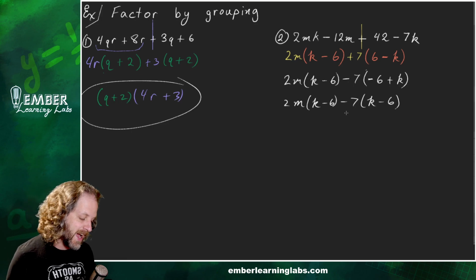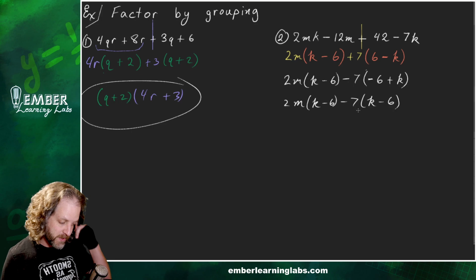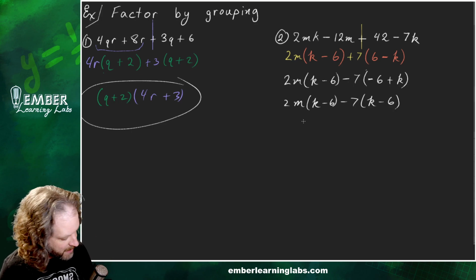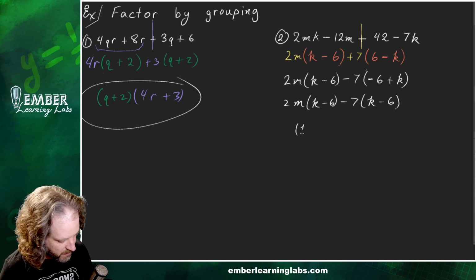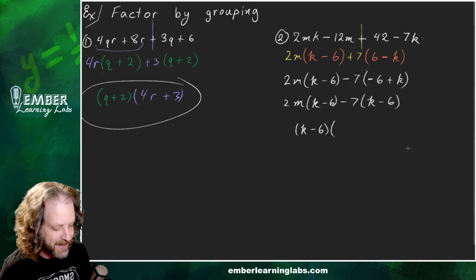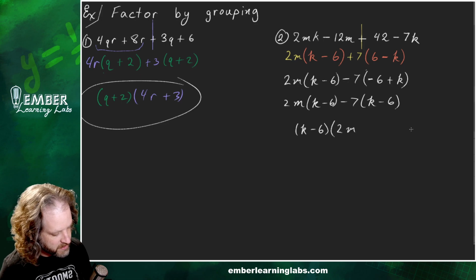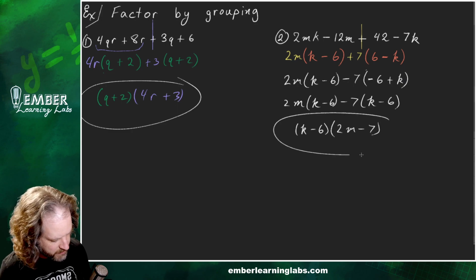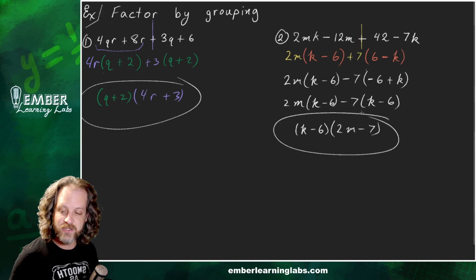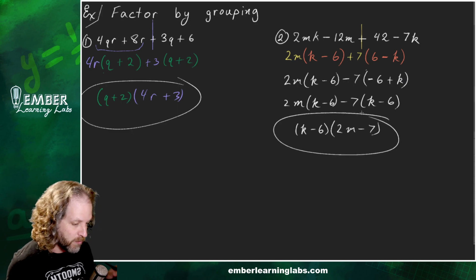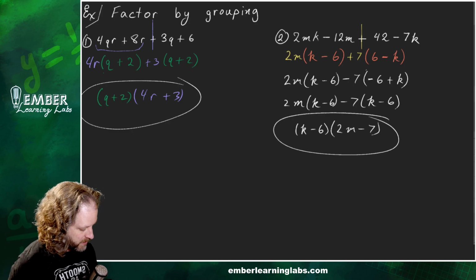So now we have a K -6 in common between the two. So we're going to pull out a K -6 and write down what's left. What's left in this first one is 2M. What's left in this second one is -7. That was easy peasy, lemon squeezy. We got one more little thing and one more little example, and then we are going to be through.